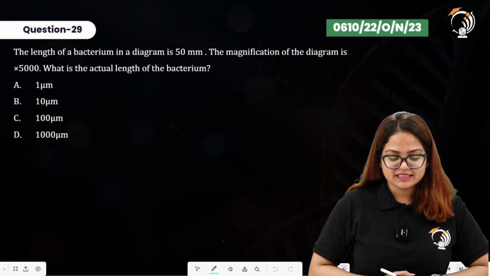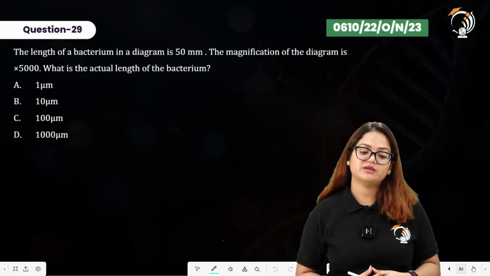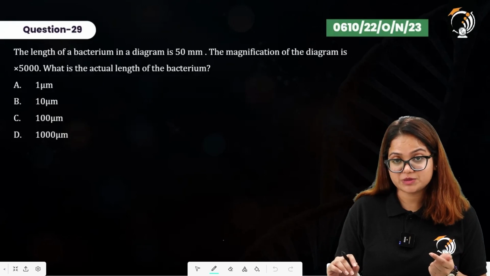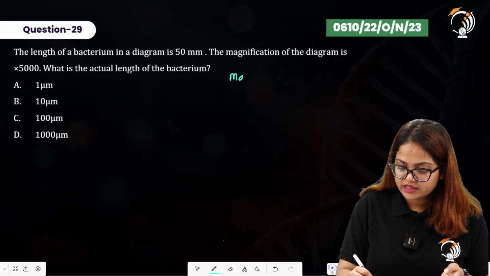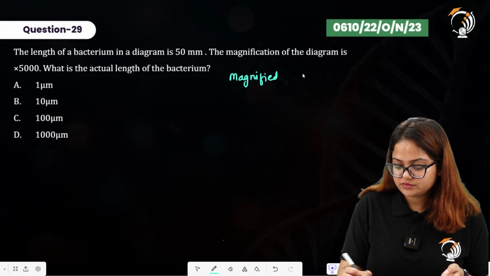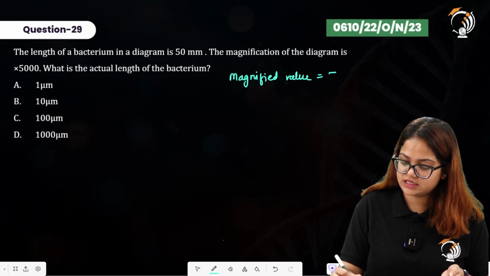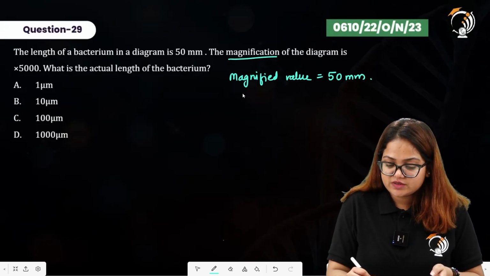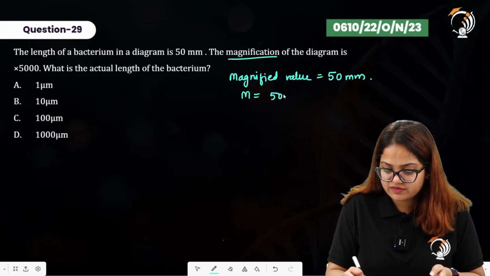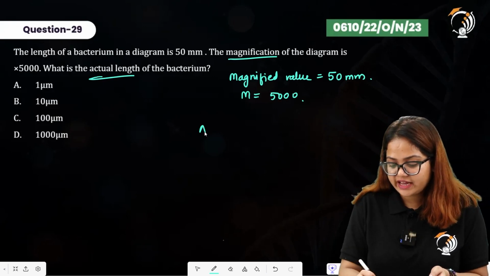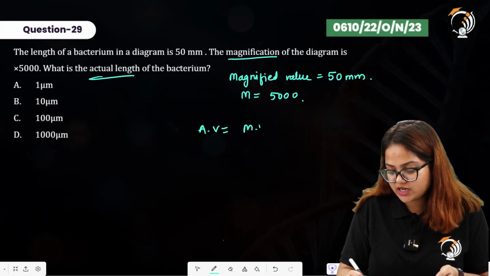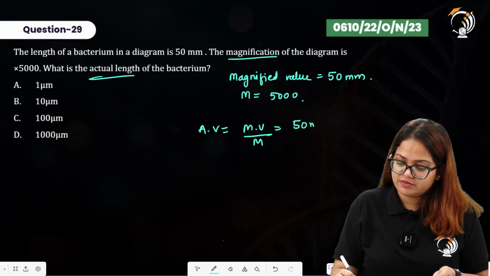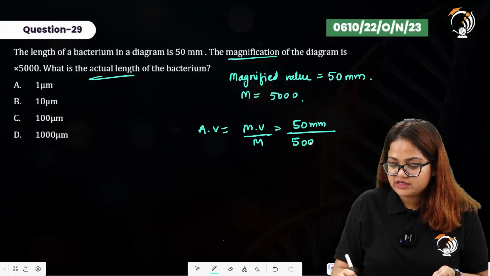You have question number 29 that says the length of a bacteria in a diagram is 50 millimeter. So since it has already mentioned that the length of the bacteria as present in the diagram, so this must be the magnified value. This is 50 millimeter. The magnification of the diagram is 5000 times. So we have magnification as 5000. We have to calculate the actual length, and for that we have the actual value equals magnified value by magnification. Alright, so magnified value here is 50 millimeter divided by 5000 as the magnification.